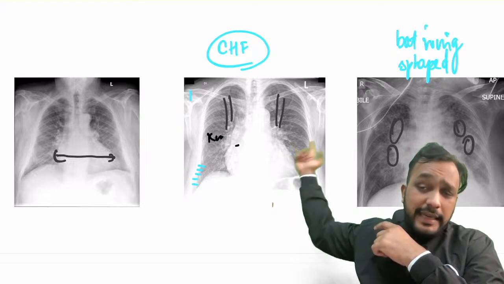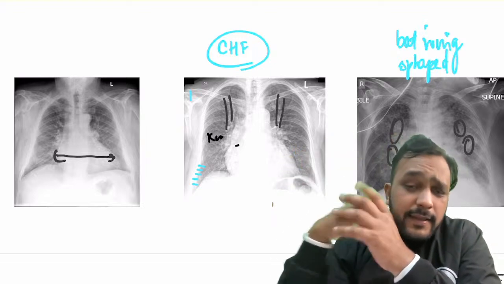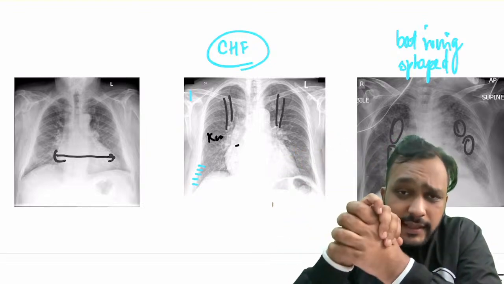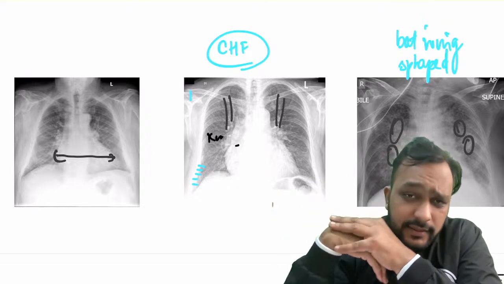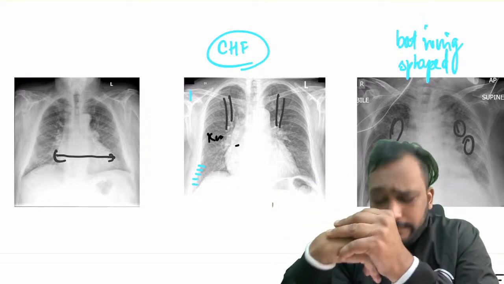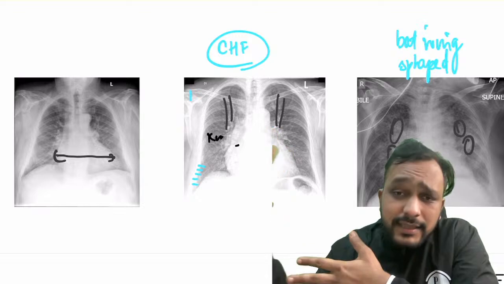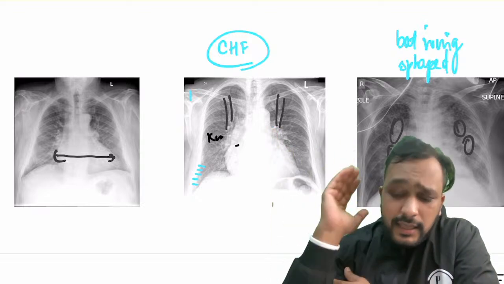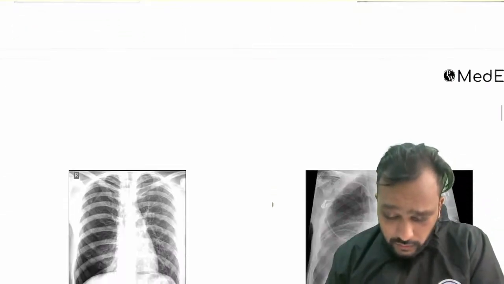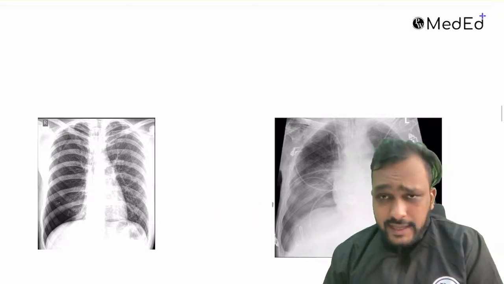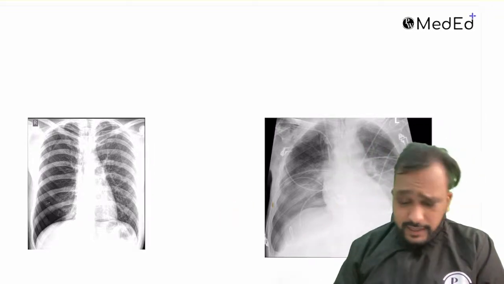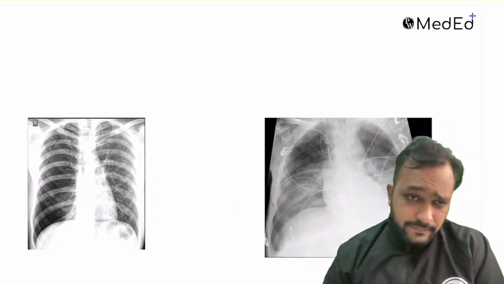And talking about Kerley D lines, they will be seen on the lateral radiograph just behind the sternum. They are nothing but your Kerley B lines on the lateral radiograph. And all other lines which are seen, they are nothing but your Kerley C lines.